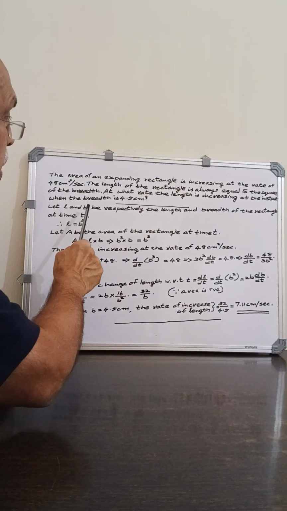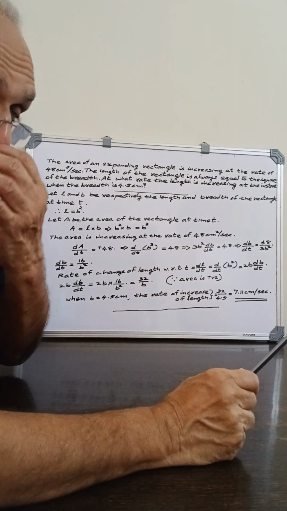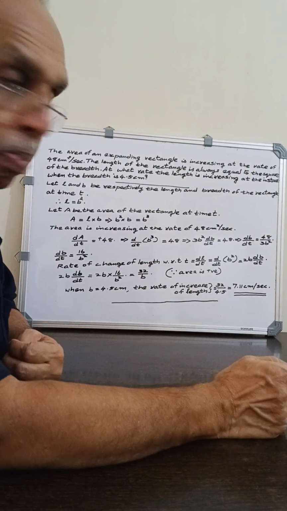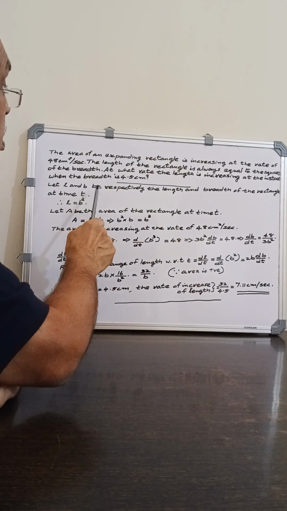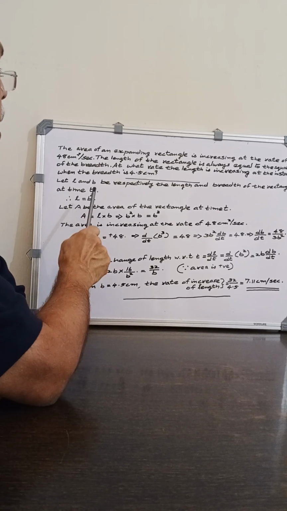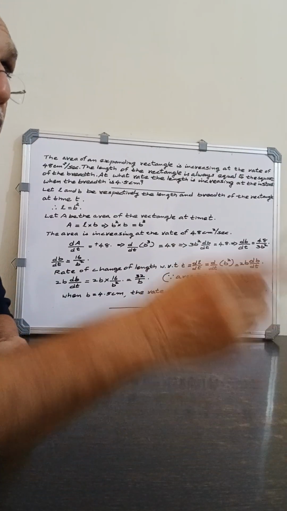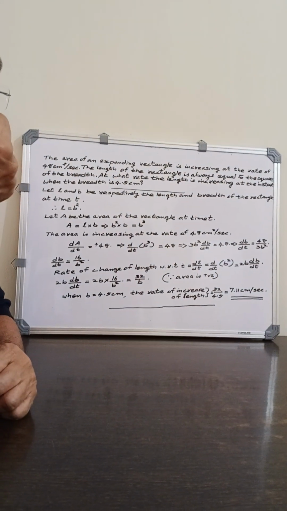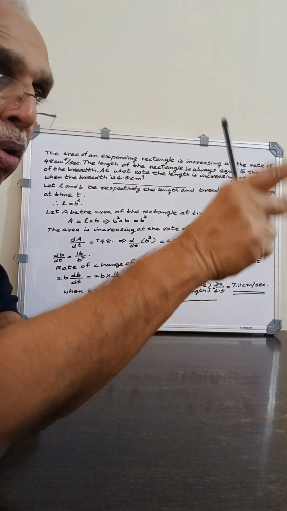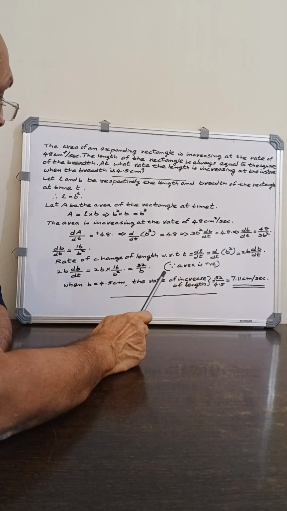Let L and B be respectively the length and breadth of the rectangle at time t. Time t is the parameter for length and breadth. Here, L equals B squared. The length of the rectangle is always equal to the square of the breadth. Whether it increases or decreases, the length will always be equal to the square of the breadth. Therefore, L equals B squared here.